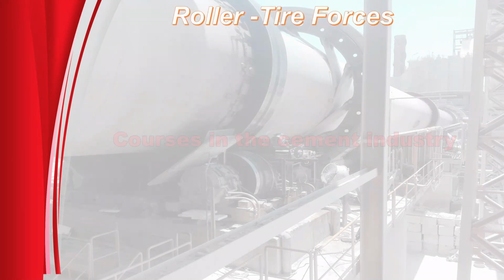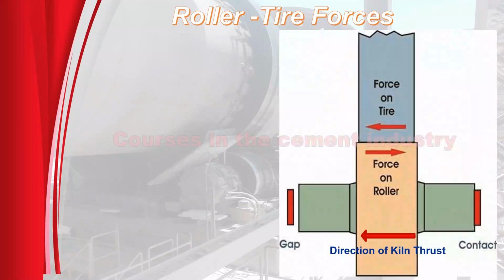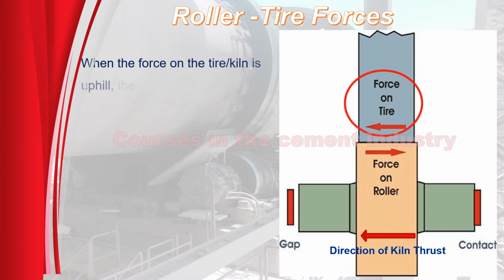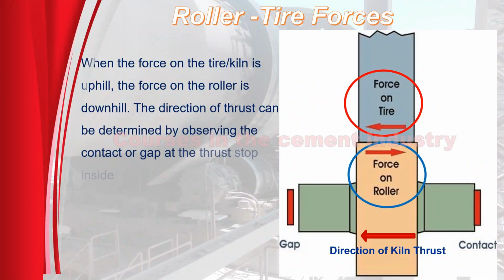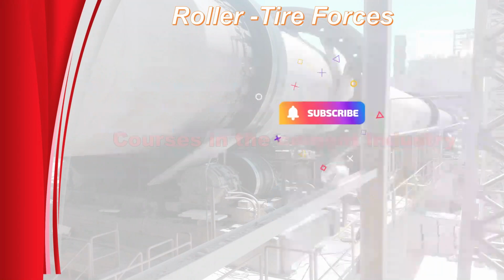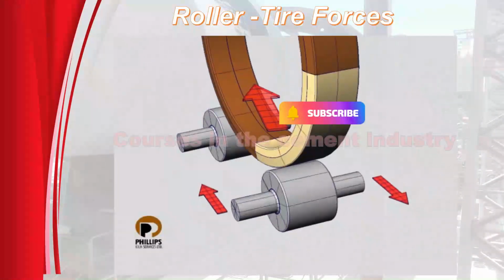Roller and tire forces. In this figure, we notice the following. When the force on the tire of the rotary kiln is uphill, the force on the roller is downhill. The direction of thrust can be determined by observing the contact or gap at the thrust stop inside the bearing. Also see this video.